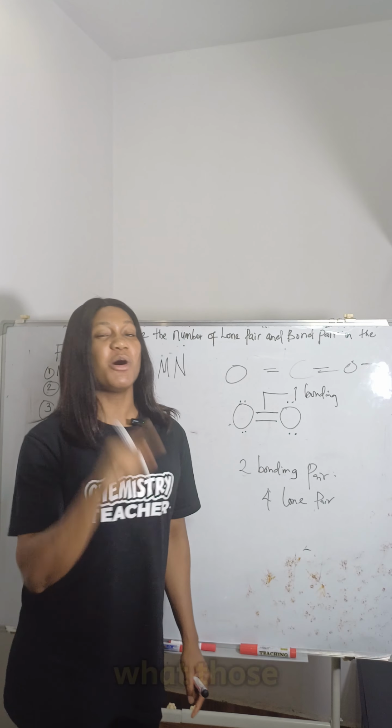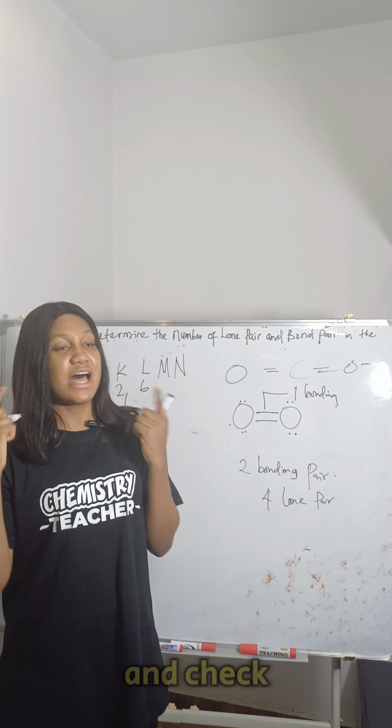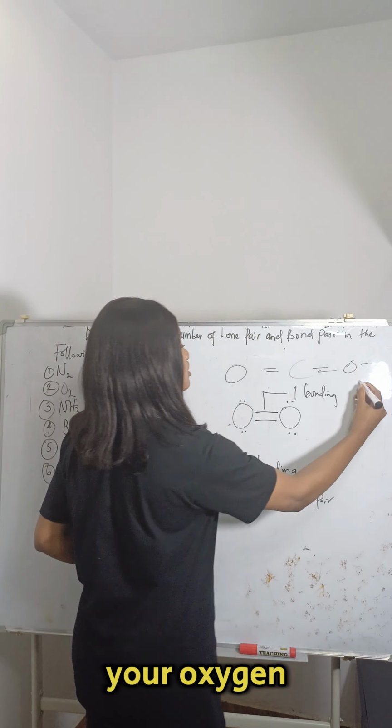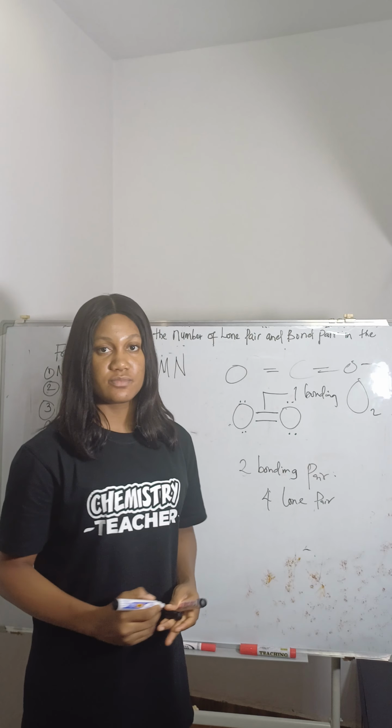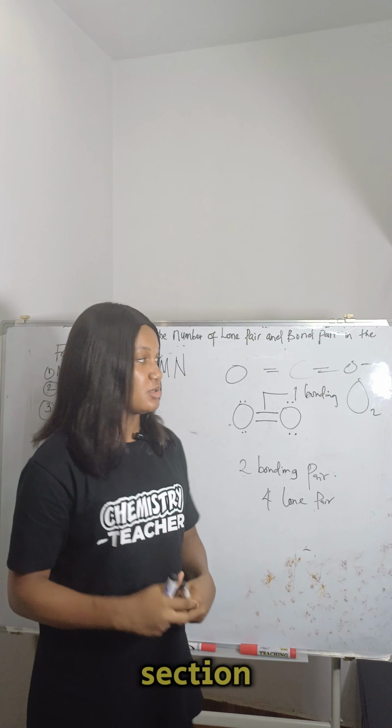Now, what do people who use AI overview do? Go and use that same AI and check how many bonding pair your oxygen molecule has. Right? What will you get? Do that quickly, and I want to see your answer in the comment section.